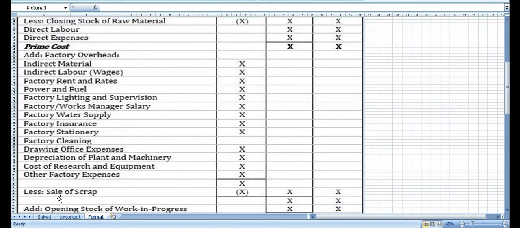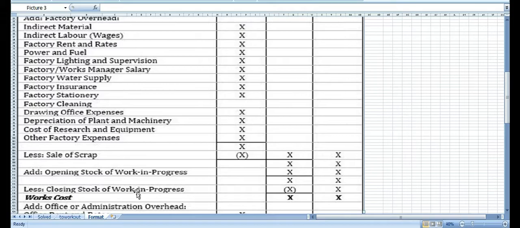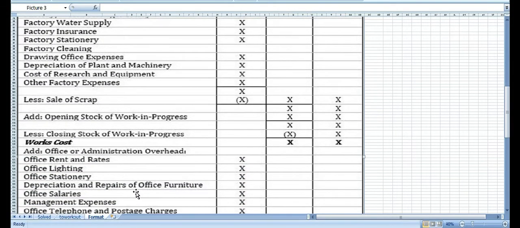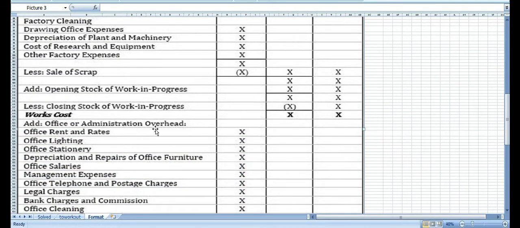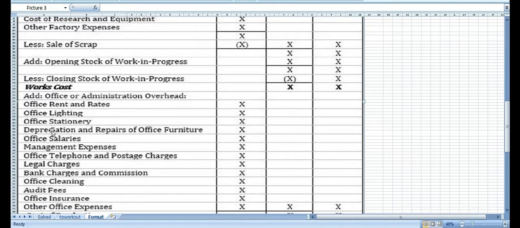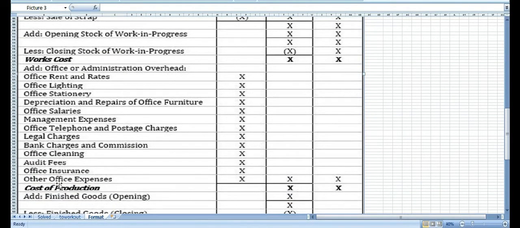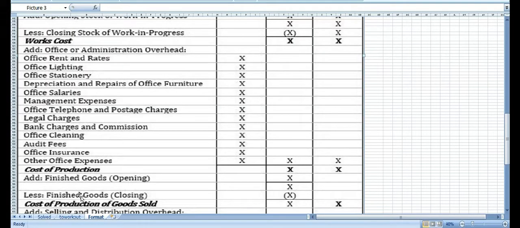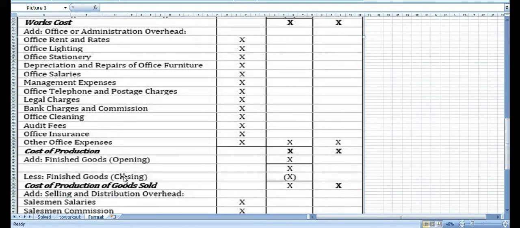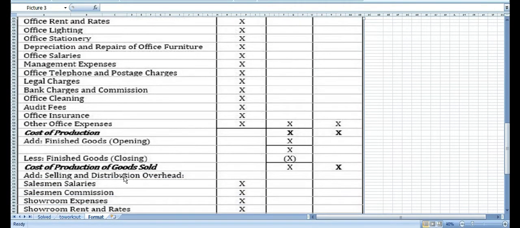Along with work in progress, less work in progress. Along with work cost, we will add the office and administration overheads. It involves office expenses together, and along with the cost of production, we will add finished goods and minus finished goods closing. And to the cost of production of goods sold, we will add selling and distribution overheads.